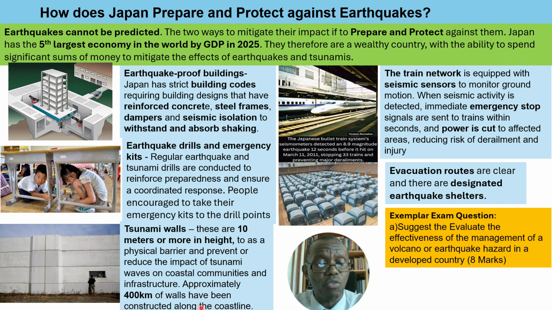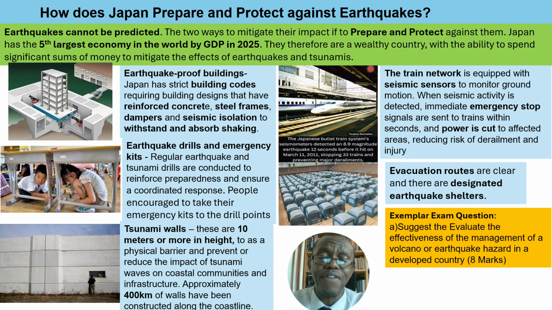Approximately 400 kilometers of walls have been constructed along the coastline. Now that is a lot of concrete for walls along 400 kilometers of coastline. And that brings you back to the GDP of the country, which is really high. So a rich country, HIC, and can afford that. So for the LICs, that's unlikely. So if you are arguing HIC versus LIC, then you would argue here that Japan are a lot better prepared, even with the buildings, and arguably the earthquake drills and the emergency kits.